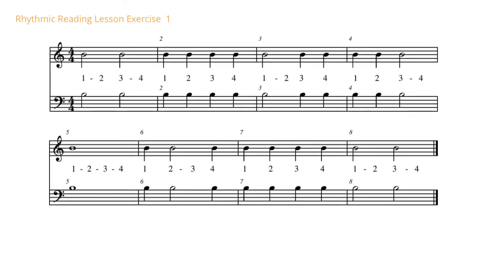The first exercise is in 4/4 time, 4 beats in a measure. There are 8 measures and 2 systems. We're just using one single pitch here so we can focus on the rhythm. We'll worry about pitches when we get into sight singing.